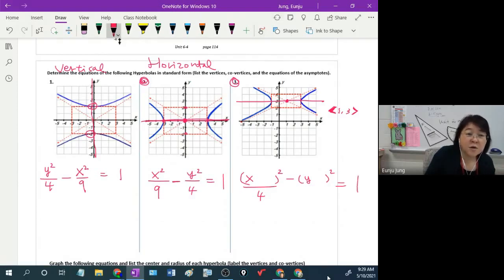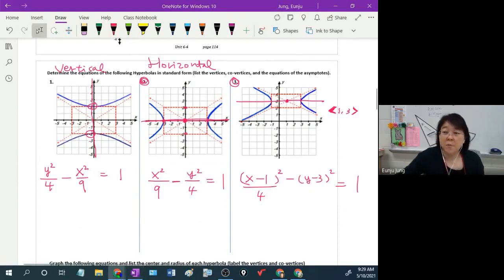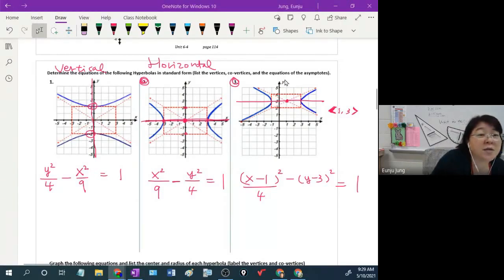So now let's apply the translation rule, okay? To the right 1, so x minus 1, up 3, y minus 3. So this is the equation of a hyperbola. If you want to write 1, that's fine. You can write over 1. Does it make sense? Any questions?